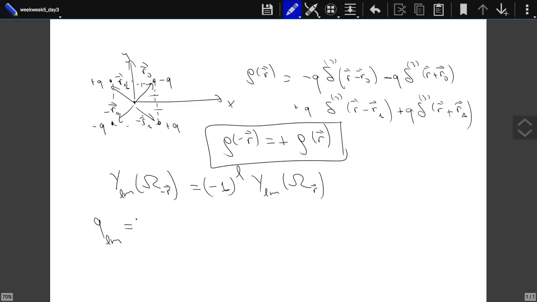What was the definition? Y conjugate. What else? R to the L, maybe? Yes.